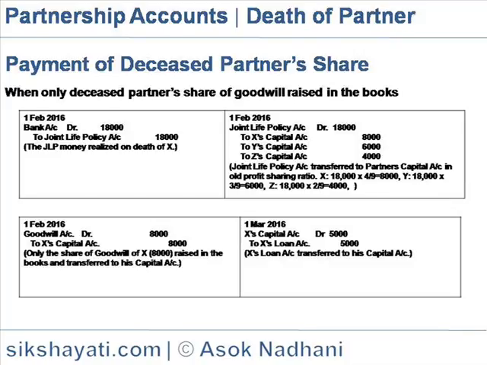So X gets 18,000 into 4 by 9, that is 8,000. Y gets 18,000 into 3 by 9, which is equal to 6,000, and Z gets 18,000 into 2 by 9, which is equal to 4,000. Next entry on 1st February, X's share of goodwill, that is 8,000, is transferred to his capital account. The next entry on 1st March would be X capital account 5,000 transferred to X loan account.